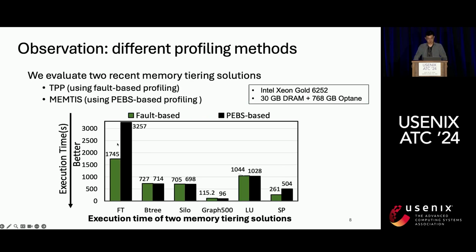We evaluate two recent memory tiering solutions, and we get the following observations. The first is about profiling method. We evaluate TPP, which is using fault-based profiling, and MEMTIS, which uses PEBS-based profiling. This figure shows the execution time of two memory tiering solutions. The x-axis represents the workloads we used, and the y-axis represents the execution time. The lower is better.